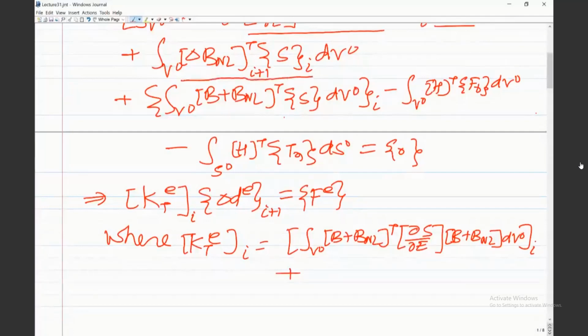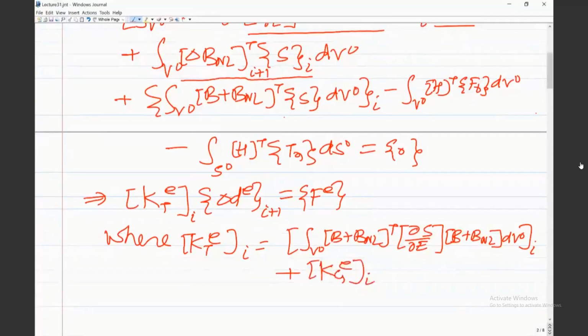So now you see S is known, which is evaluated at the previous iteration. For the previous iteration we know the strain, and therefore we will calculate S from the constitutive relation. But delta BNL contains the delta dE term, so that also contributes to the stiffness matrix. I am denoting that by KGE, and I will define what this KGE means. This is also evaluated at the previous iteration.